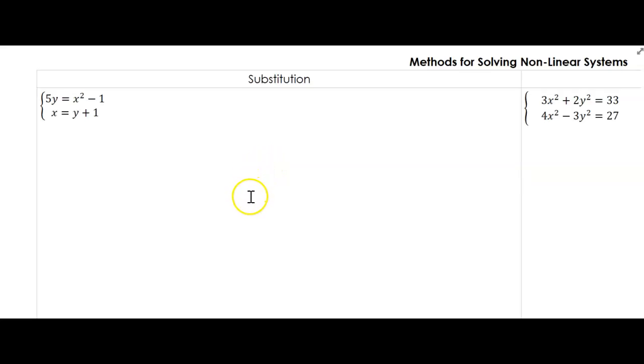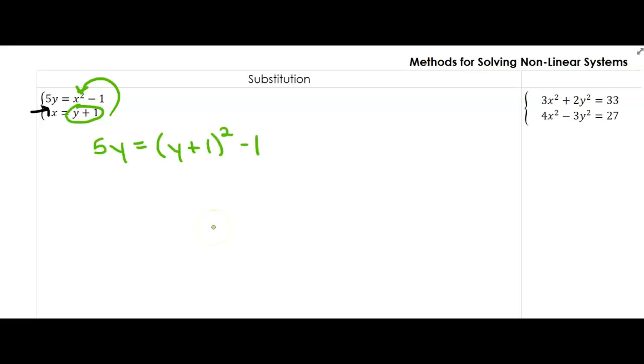Let's go ahead and start with substitution. Just like we did with substitution in solving linear systems, we are going to want to use substitution whenever we have one equation that is either x equals or y equals, some variable equals stuff. In this case, x equals y plus 1, so we are going to plug in y plus 1 for x and substitute it there.